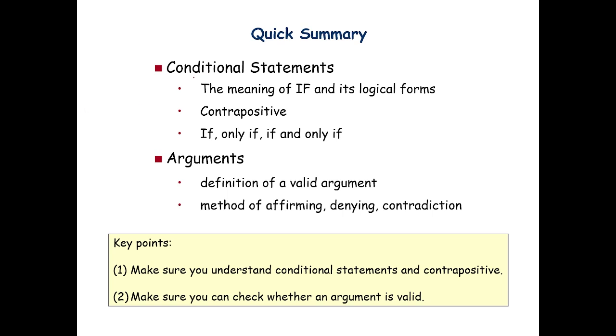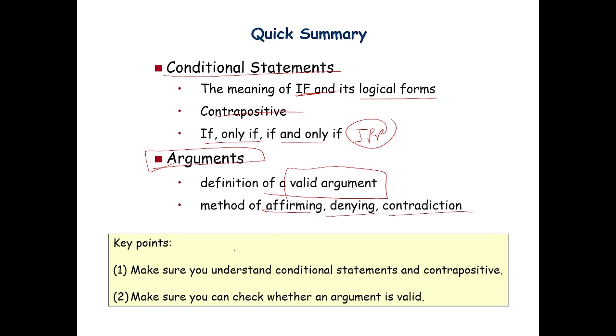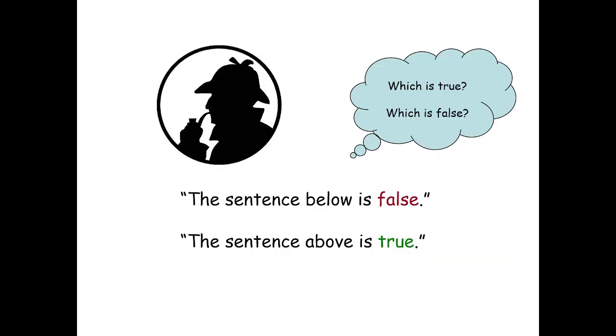So, a quick summary. We learned about conditional statements and their logical forms. We learned about contrapositives and if and only if. You learned about arguments where there is more than one conditional statement, more than one hypothesis. Definition of a valid argument: whenever the hypotheses are true, the conclusion is also true, that's a valid argument. Affirming, denying, and contradiction. So that's it. That's basically your class.